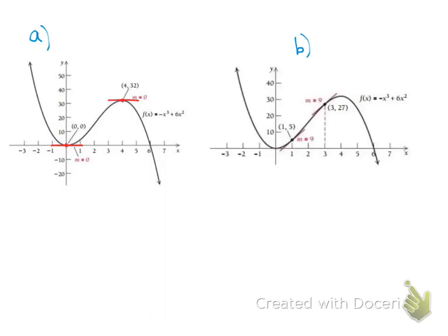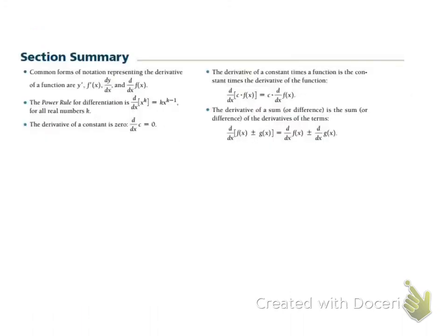And in part B, we found 2 points where the slope of the tangent line was 9. So you can see that happens here at the point 1, 5, and that happens here at the point 3, 27. So at those 2 points, the function's instantaneous rate of change is the same. At both of these 2 points, we have a tangent line with slope 9, or a derivative that equals 9.